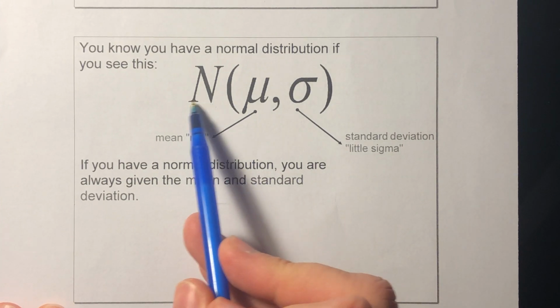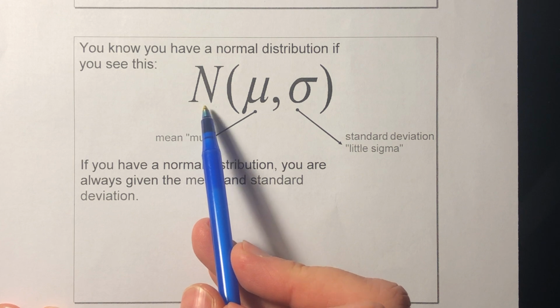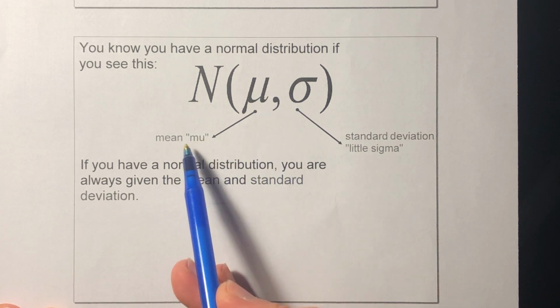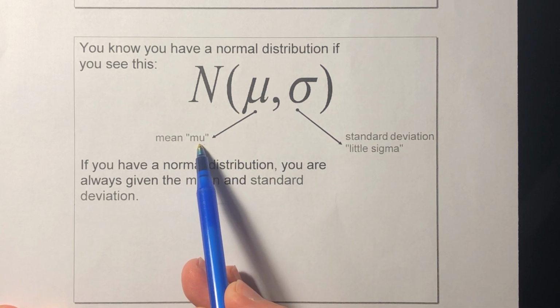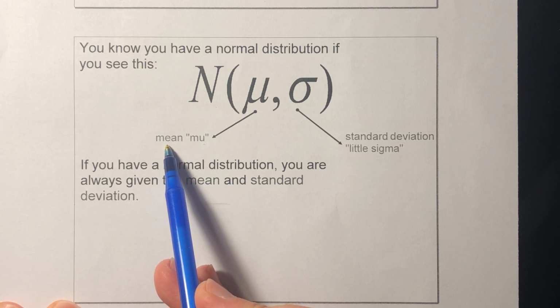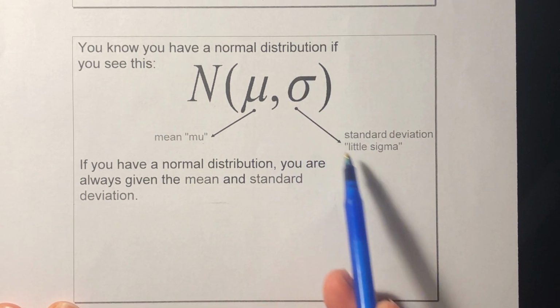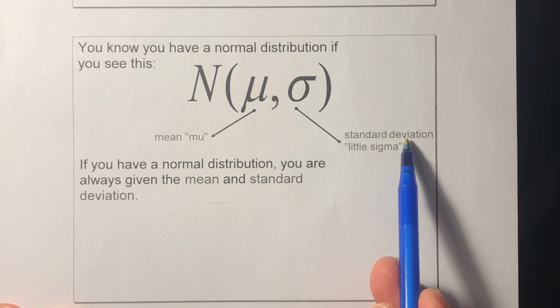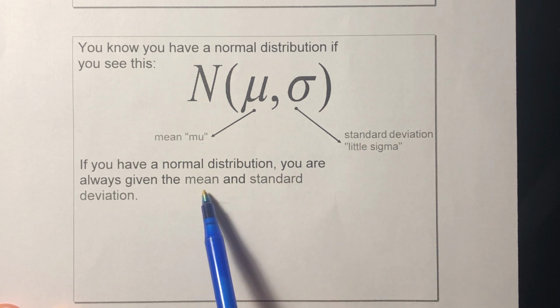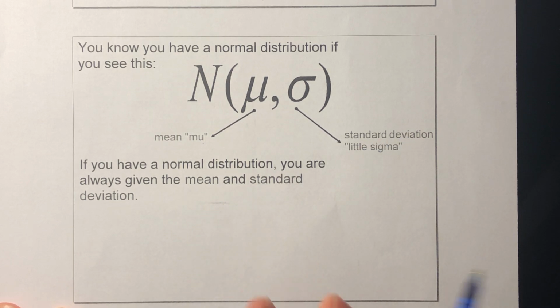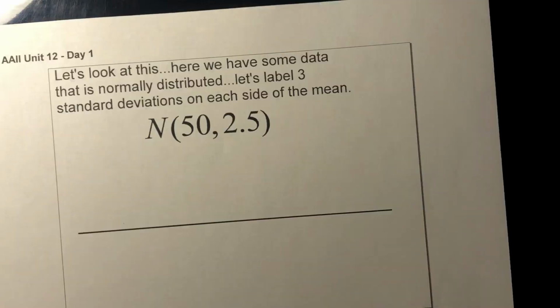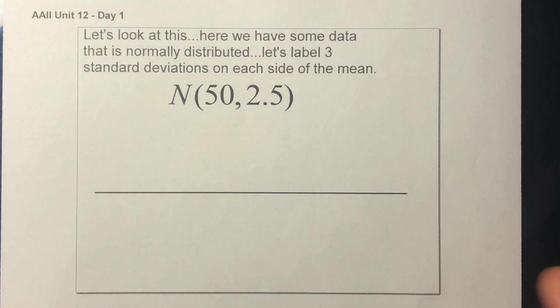So you see this N, that stands for normal distribution. This symbol here is mu, okay, which means the mean. This symbol here is little sigma. That's your standard deviation. So if you have a normal distribution, you are always given the mean and standard deviation. Okay? All right. So let's look at this one.